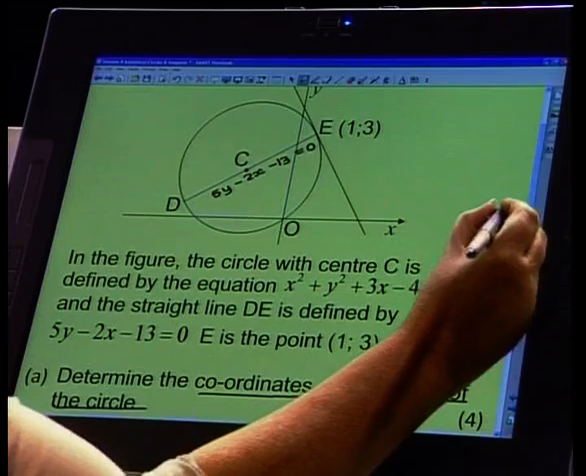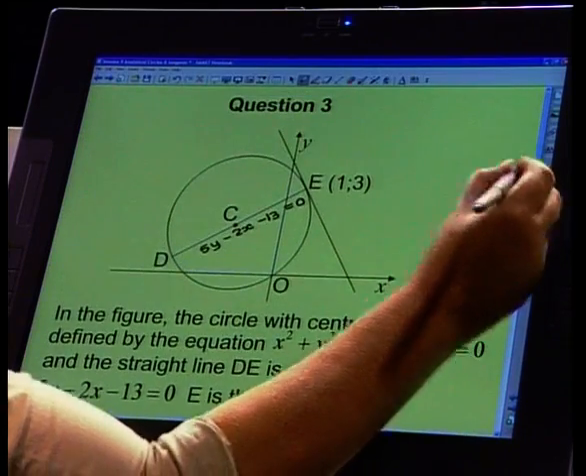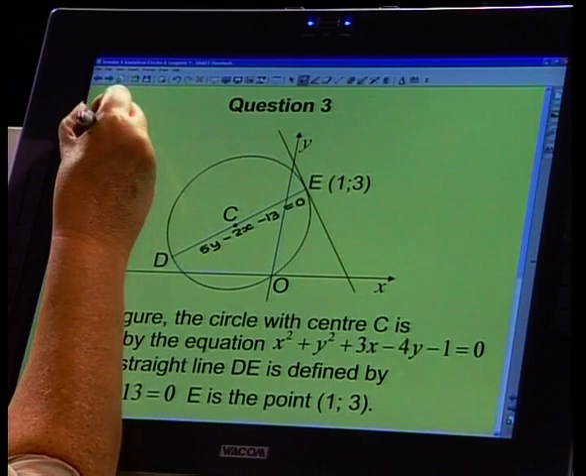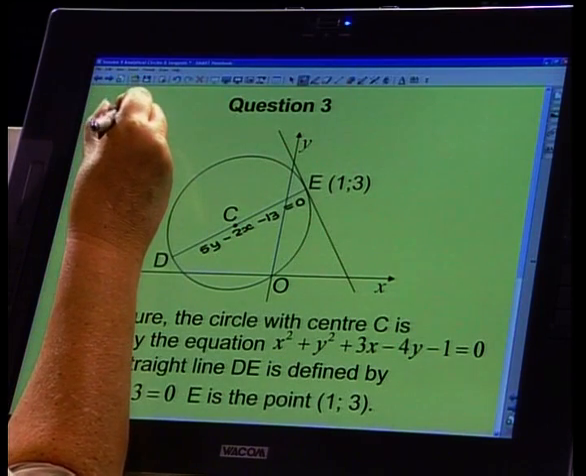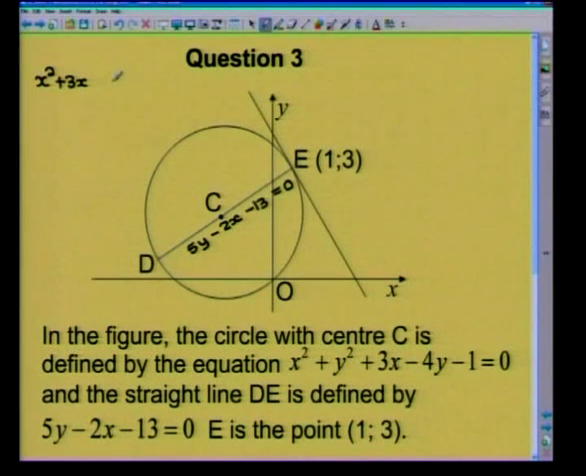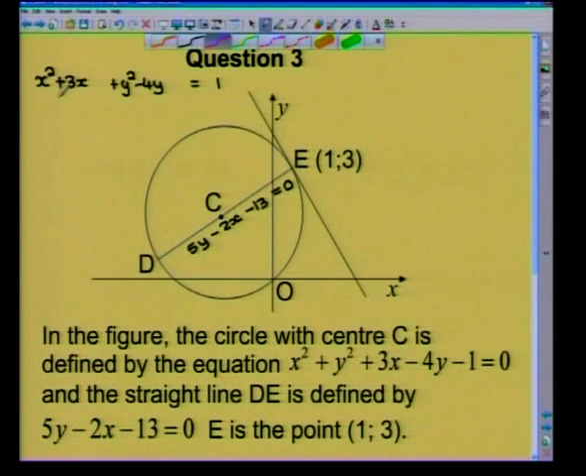We want to find the center of the circle, which means we are going to complete the square on this. So we're going to go x squared plus 3x, leave a space, plus y squared minus 4y, leave a space, equals 1. Now I'm going to use the method I like. You're very welcome to use the other method. It's whatever you are comfortable with. So right, looking at this, let's take the coefficient of x, which is 3. Half of that is 3 over 2. Squared is going to be 9 over 4.